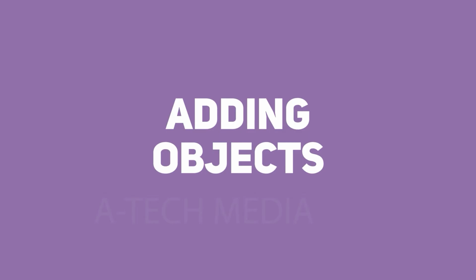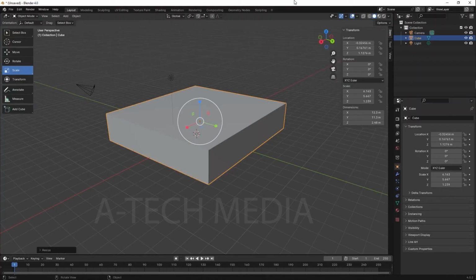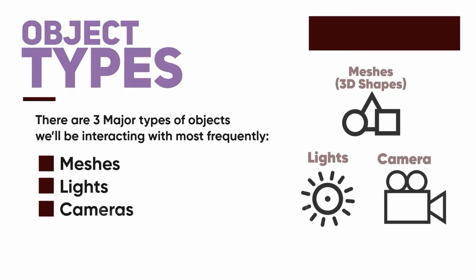So next thing we're going to talk about is adding objects, because at this point you are probably bored of using just cubes. You want to find out, are there other objects that we can add in Blender? So the answer is yes. Blender has many types of objects.